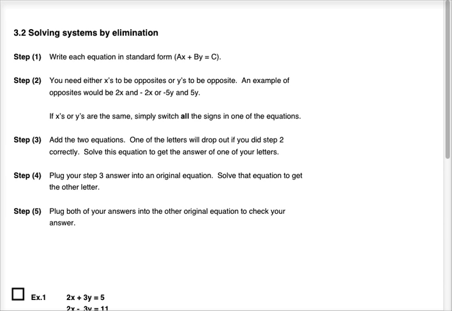Now, just a really quick review. Substitution method. What were we looking for? Well, for the substitution method, we were looking for an isolated variable. We wanted one of our equations already solved for one of our variables. Today, that's not what we are looking for anymore.